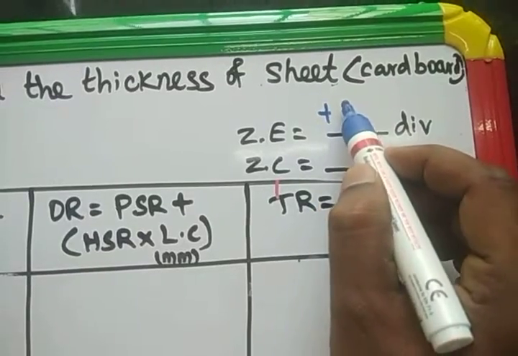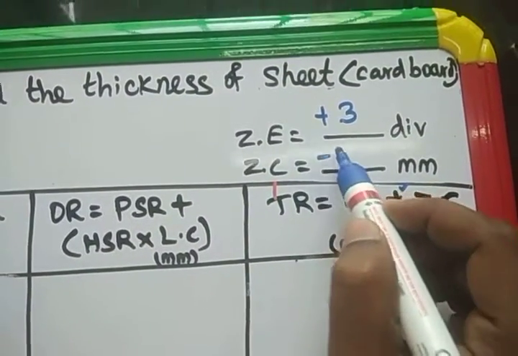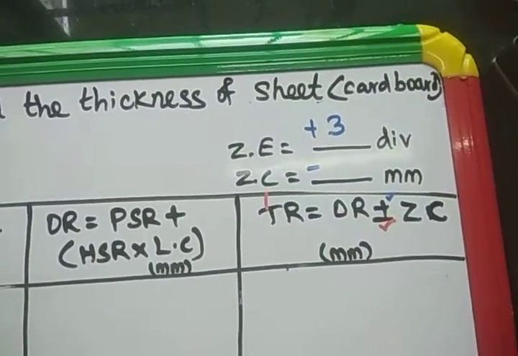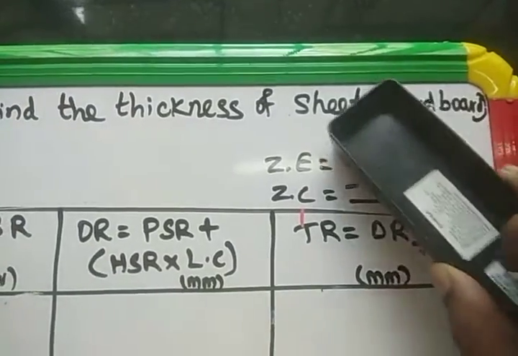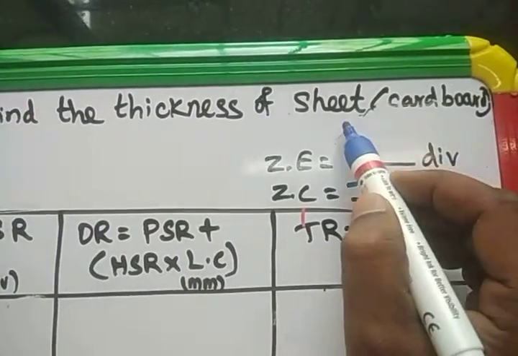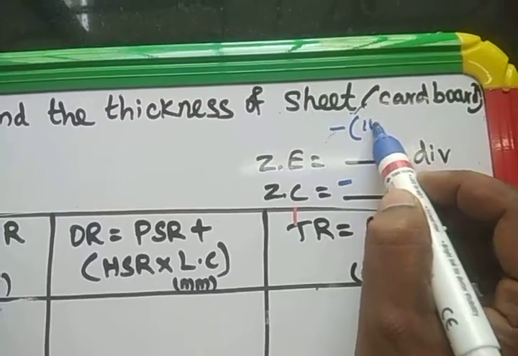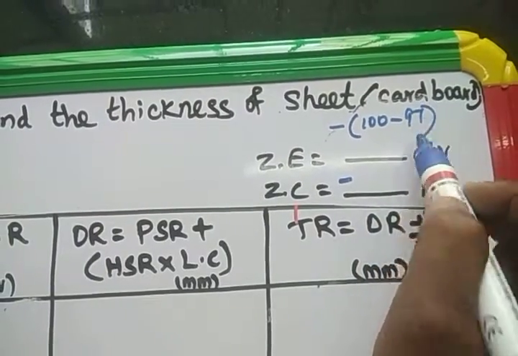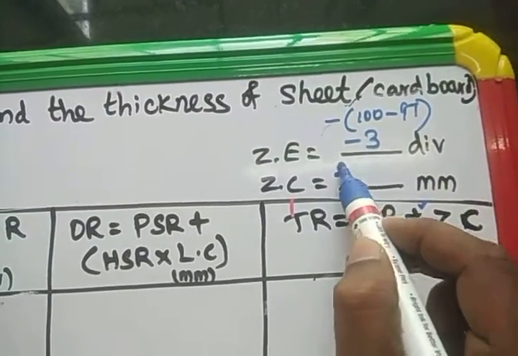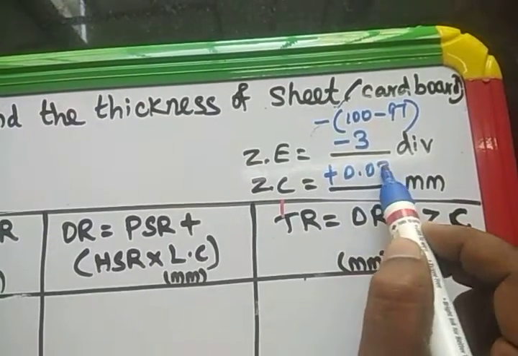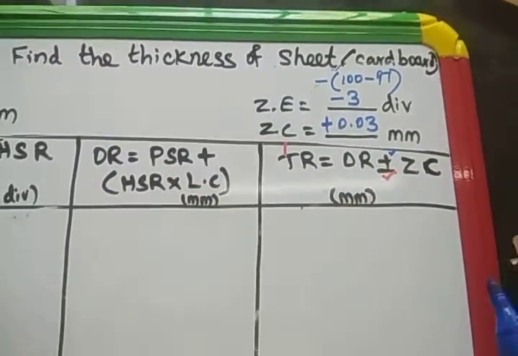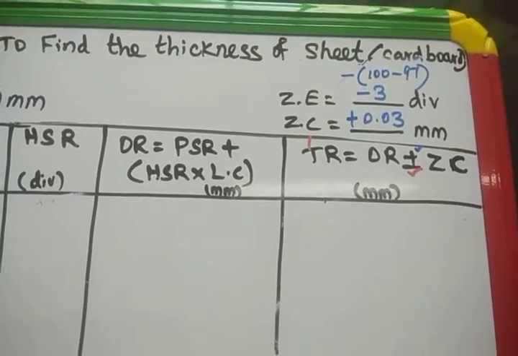That error is a positive 3 division, no, not a positive 3 division, I forgot, this is a negative 3 division. So negative 3 division means negative 100 minus 97 division, that is minus 3 division. This will become plus 0.3 mm. So as it is the same screw gauge, I am using that.